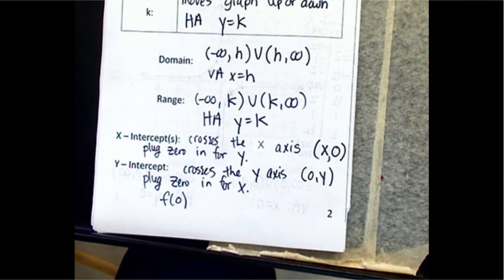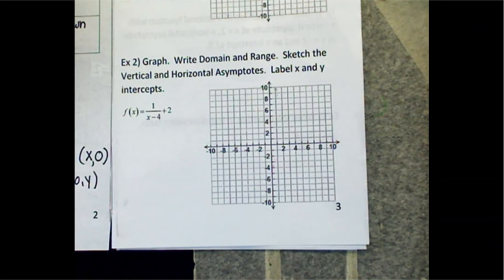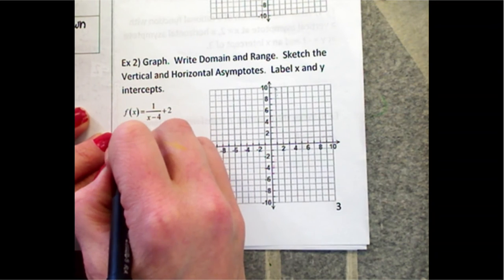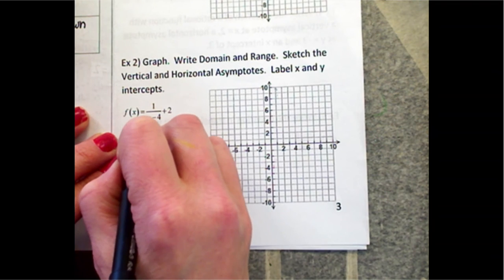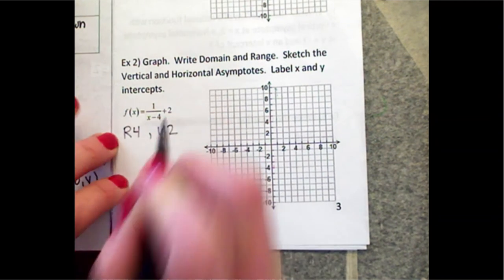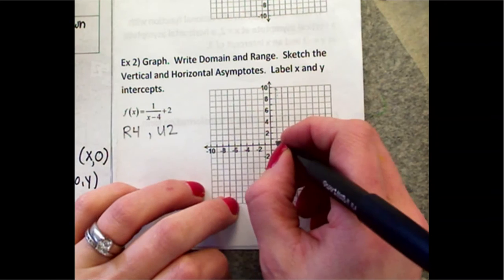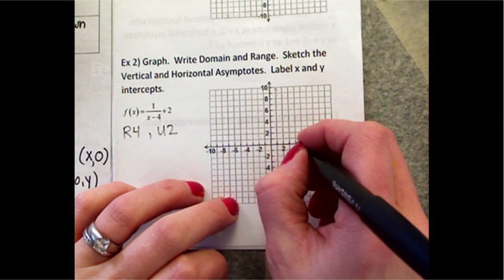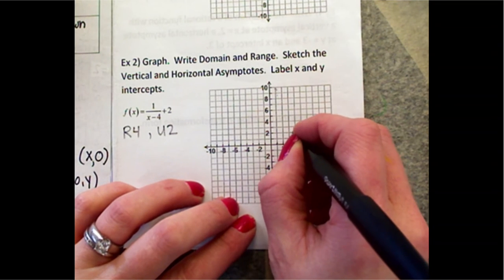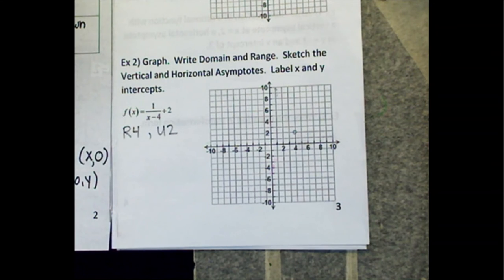Graph, write the domain and range, sketch the vertical and horizontal asymptotes. So now I'm going to look at this and I'm going to write my transformation. Right 4 up 2. From the center. The origin is the place that you are moving. So I'm going to go right 1, 2, 3, 4 up 2. I'm just going to do a little open circle just to mark the center of my graph.